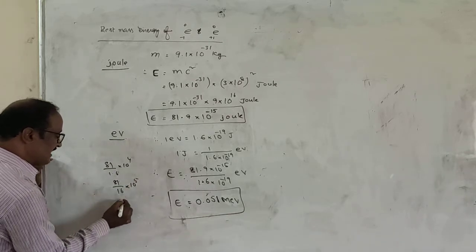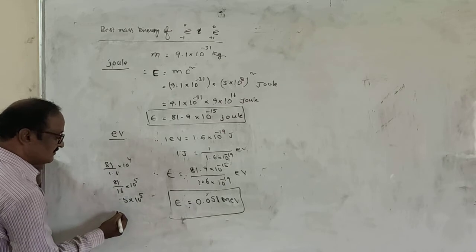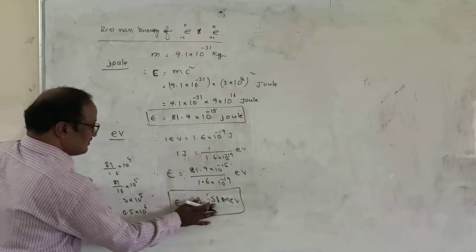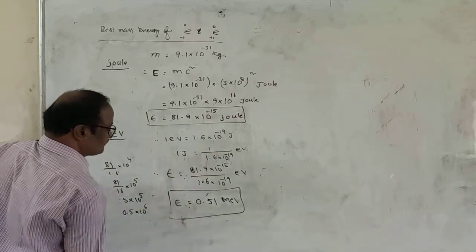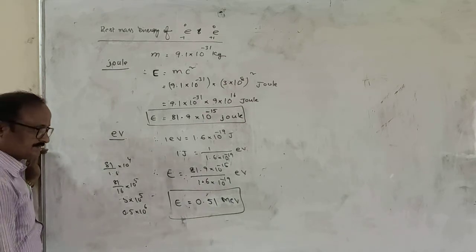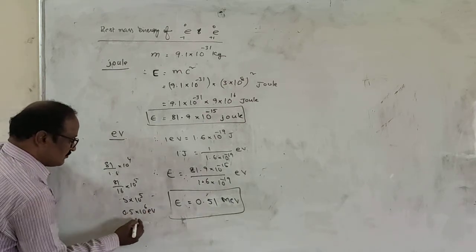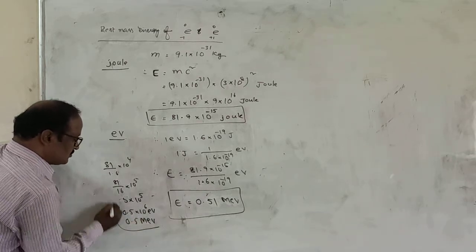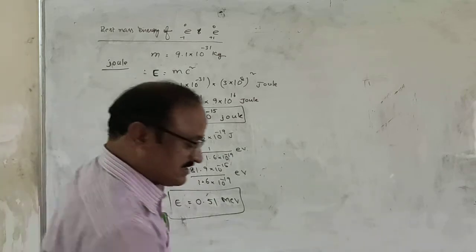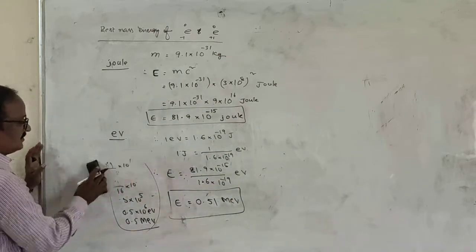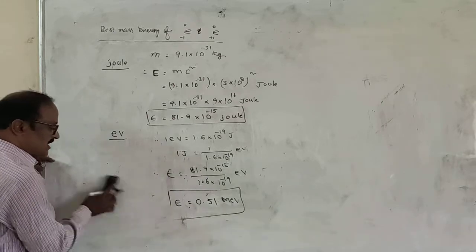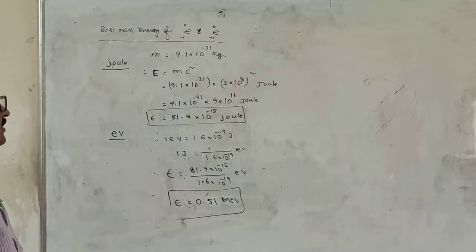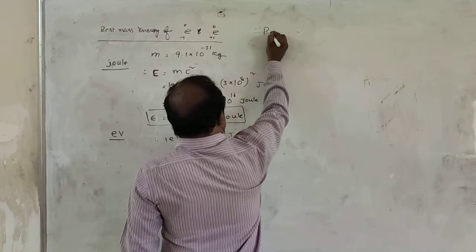It is nearly 5 times, 5 into 10 power 5, or 0.5 into 10 power 6. 0.51 mega electron volts. So this is in electron volts. 0.5 into 10 power 6 means mega electron volts. This is the derivation, or the calculation, about the concept. Approximately, the rest mass energy of an electron or positron is 0.51 mega electron volts. Next one, what is meant by pair production?